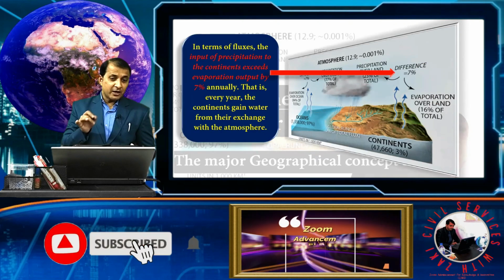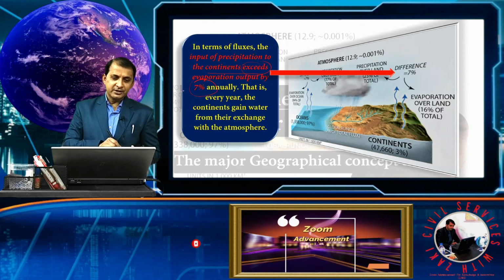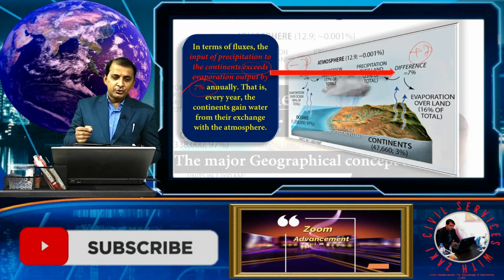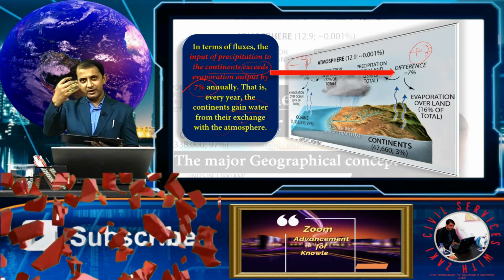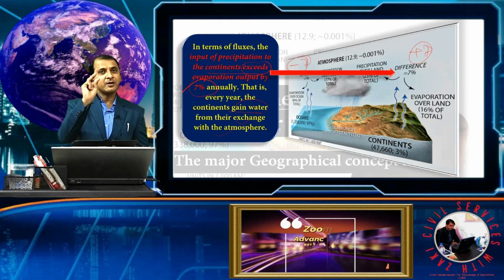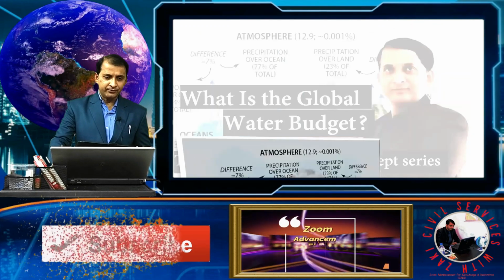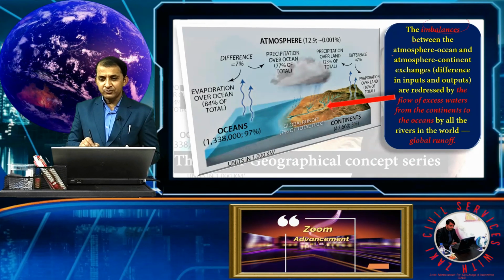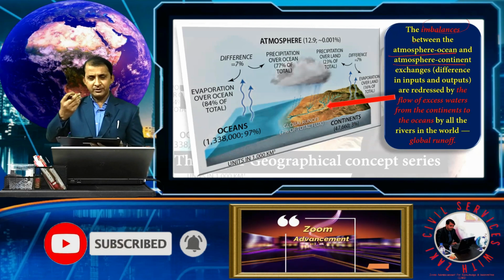See here, in terms of fluxes, the input of precipitation to the continent exceeds by 7%. So here plus 7%, here minus 7%. Every year the continent gains water from the exchange with the atmosphere. Atmosphere and continent exchange, and every year the continent gets 7% more water than it loses, if you see here.